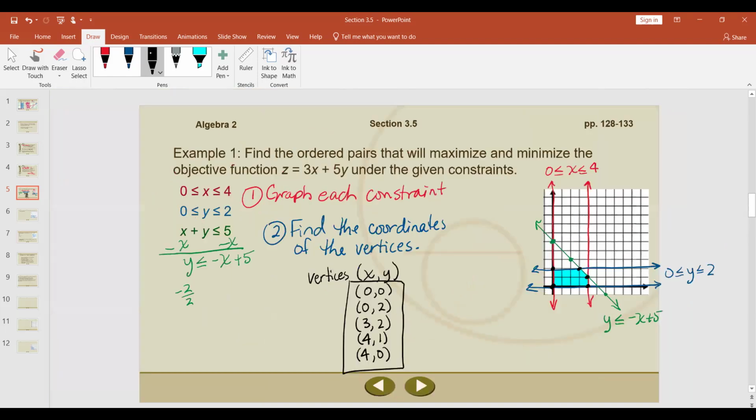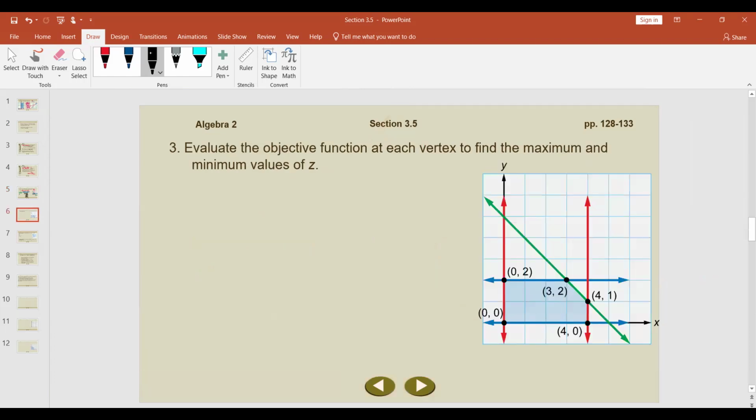Now, in this case, we're finding the ordered pairs that will maximize and minimize the objective function z equals 3x plus 5y under the given constraints. We've graphed the constraints. We've found the coordinates of the vertices. So now that third step, we have to use the next slide. And in the next slide, you can see I've gone ahead and given you an image from the book. Looks exactly like ours, as long as I put my numbers in right.